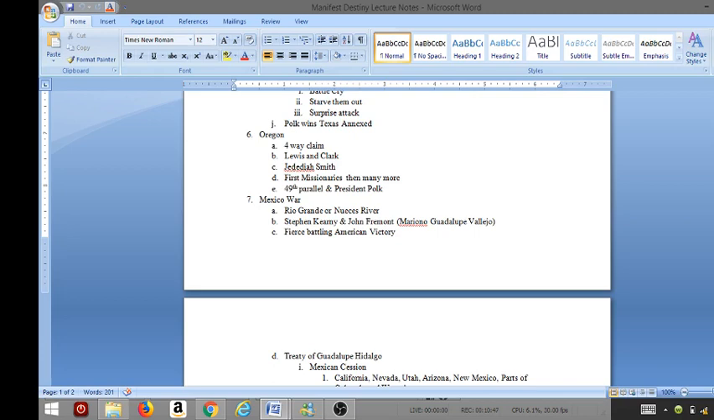Now, Oregon, which is up north, kind of northwest, there was a four-way claim for it. There were four different countries that had laid claim to it. So that was France, Britain, America, and Spain. Now, eventually, most of them dropped out, all except Britain and the United States.